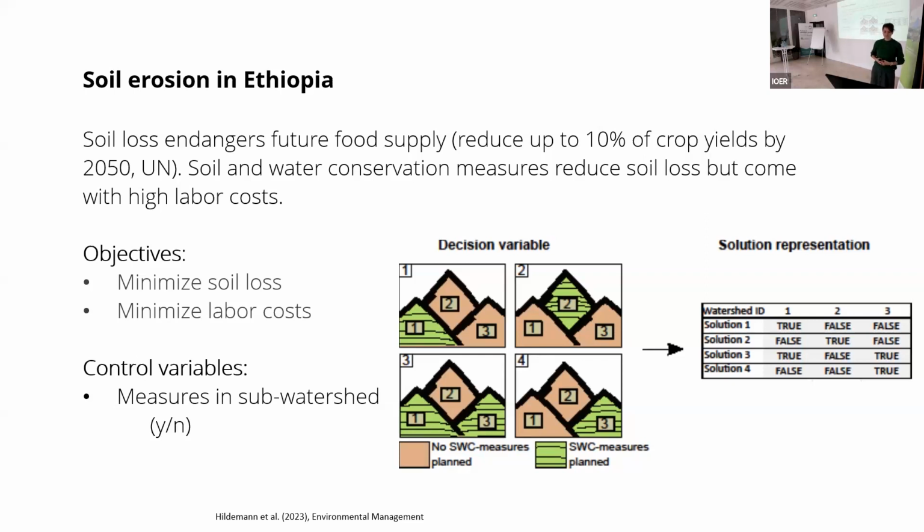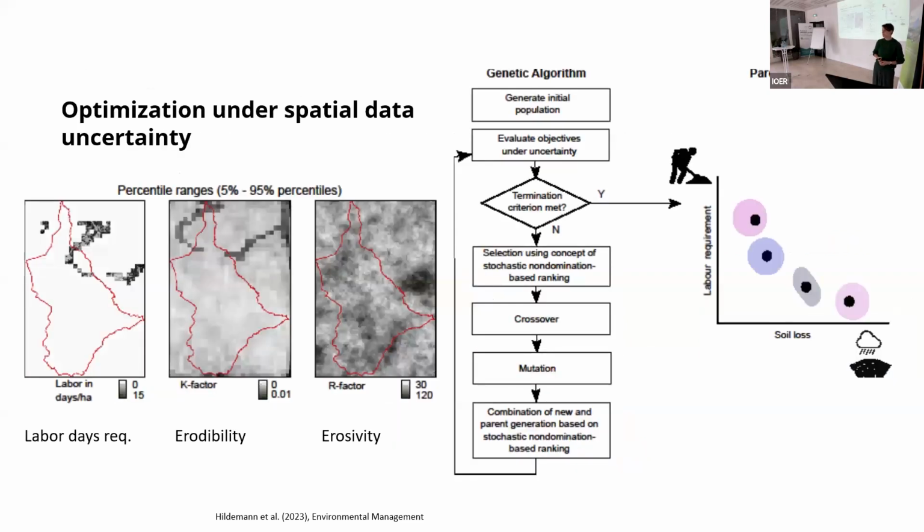optimal solutions. Our control variable is simple. We divide the study area in watersheds and we decide whether or not to put the conservation measures there. The special thing about this case study is that we also take into account uncertainty in the input data. So we say, okay, we have certain spatial data, but as you know, spatial data have errors or things that we're not certain about, and because of that, there is uncertainty there.